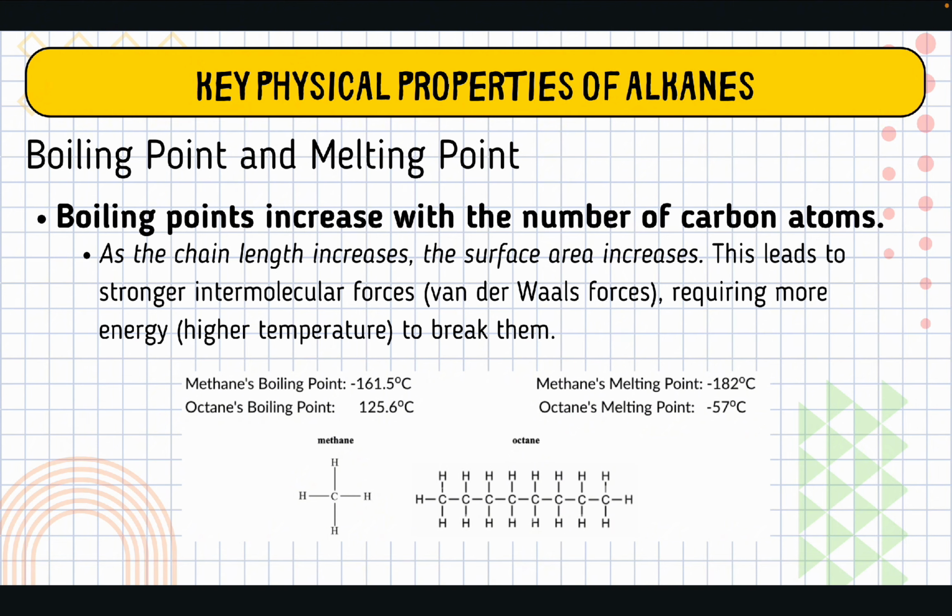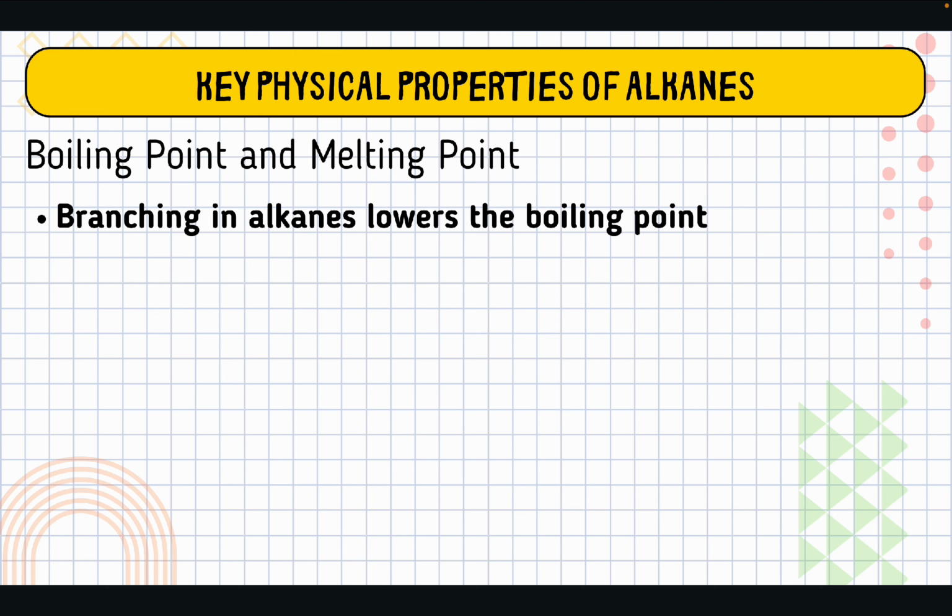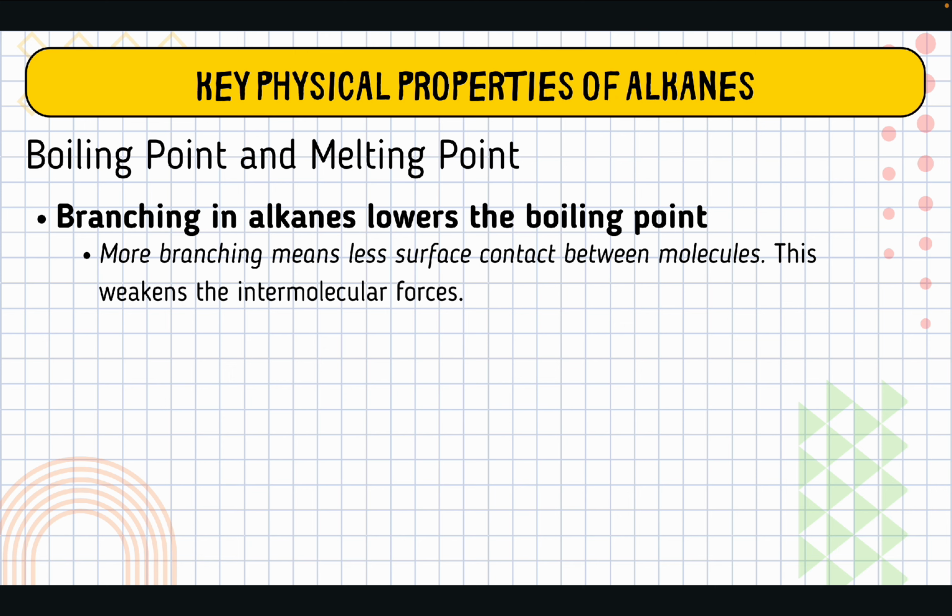For the melting point, the same trend follows. Negative 182 degrees Celsius for methane's melting point and negative 57 degrees Celsius for octane's melting point. Branching in alkanes lowers the boiling point. So more branching, less surface contact between molecules. This branching weakens the intermolecular forces.